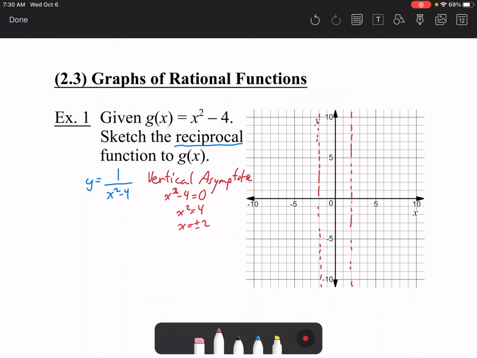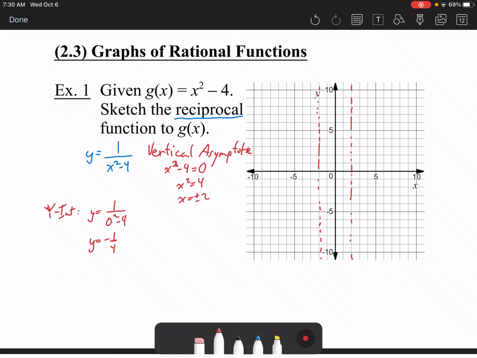Now, also, we've talked about intercepts. So for this, you have a y-intercept when you let x equal 0. So in this case, the y-intercept is -1 over 4. Notice you cannot have an x-intercept. In other words, you can't have y equal 0, because in order for that to occur, the numerator has to be equal to 0, or a possibility equal to 0. So there is no x-intercept.